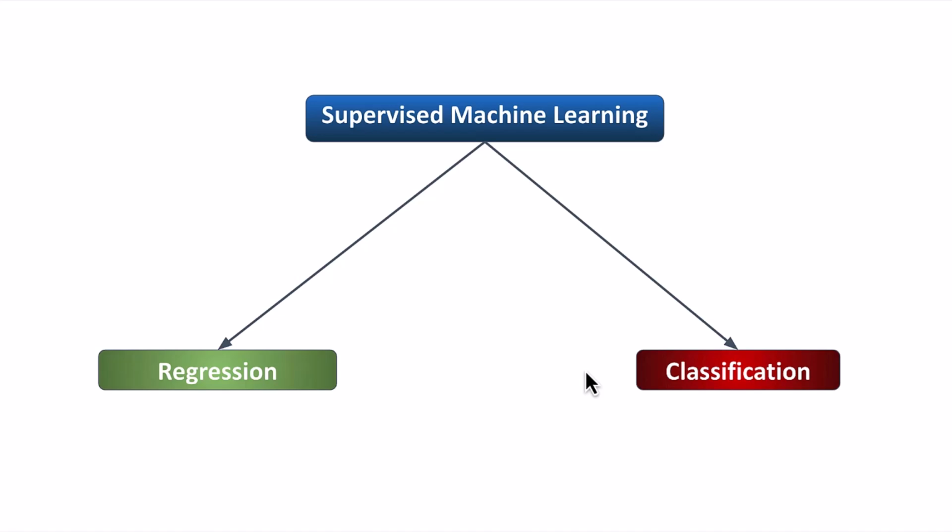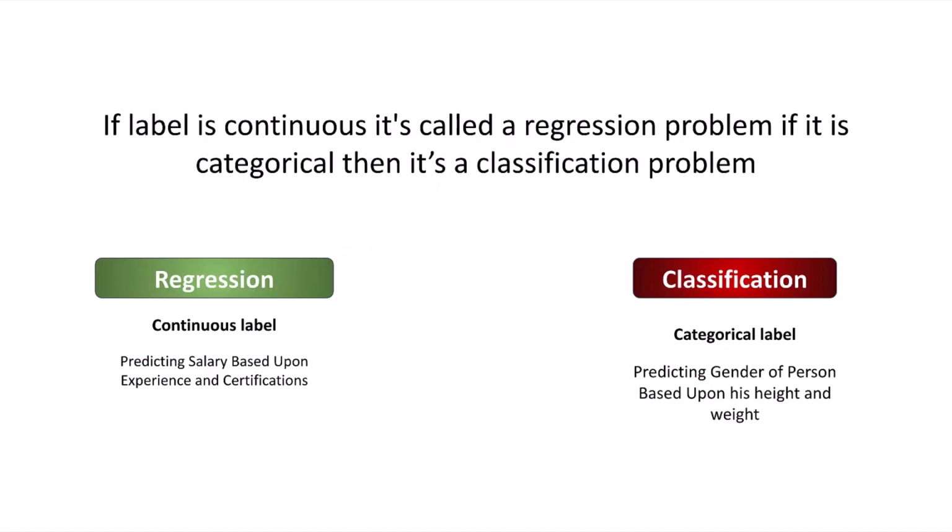And now let's look at the types of supervised machine learning. There are two main types of supervised machine learning. The first one is regression and the second one is classification. In supervised machine learning, we are predicting the label based upon the features. If our label is continuous, then it's called a regression problem, and if our label is categorical, then it is called a classification problem.